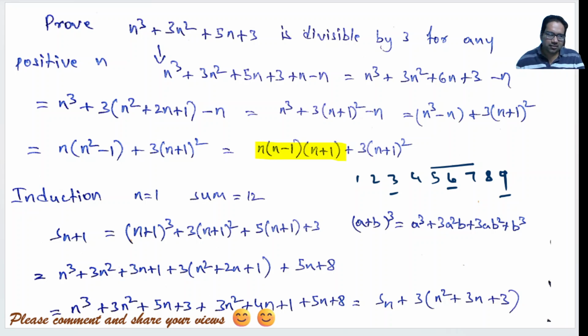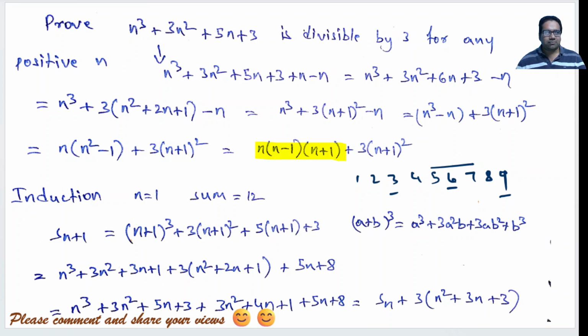Second method is the induction method. Proof by induction. What do we do in induction? We verify this for n equals 1 and prove that if it is true for some n, it will always be true for n plus 1. So for n equals 1, what is this becoming? 1 plus 3 plus 5 plus 3. This is becoming 12, which is obviously a multiple of 3.